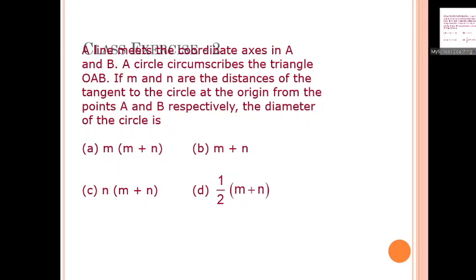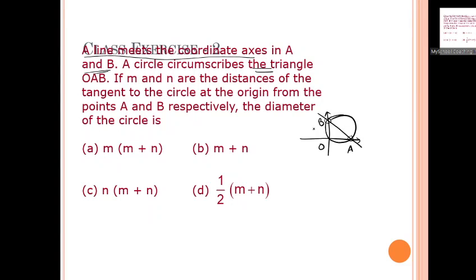Look at this question. A line meets the coordinate axis at A and B. As you go on reading the question, parallelly try to construct a diagram. A line meets the coordinate axis at point A and point B. A circle circumscribes the triangle OAB. You have a circumcircle like this.